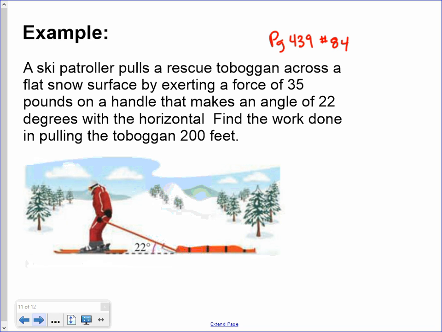So you've got a ski patroller pulling a rescue toboggan across a flat snow surface, exerting a force of 35 pounds on the handle. It makes an angle of 22 degrees with the horizontal, and we want to find the work done by the ski patroller if he pulls the toboggan 200 feet.